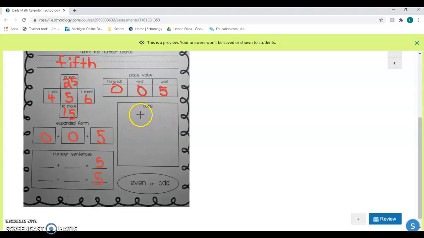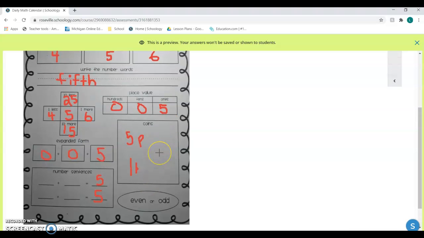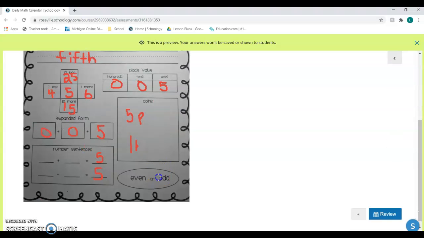Over here you write the coins that can equal 5, so in this case it would be 5 pennies, and honestly it's easier with a pen or pencil, but on this you can even write 5 pennies, or you could write 1 nickel, which I'm not going to do, but you get my point. And then even or odd, 5 is an odd number, so we're going to circle that.